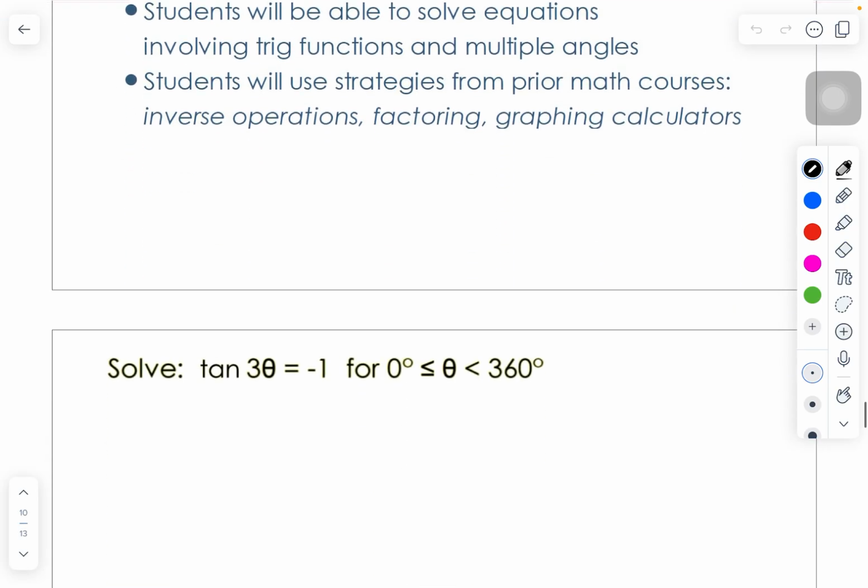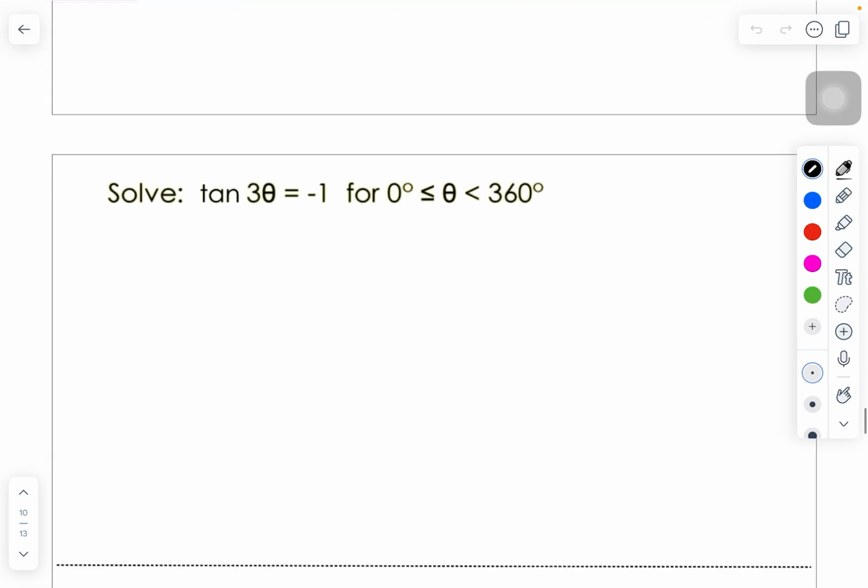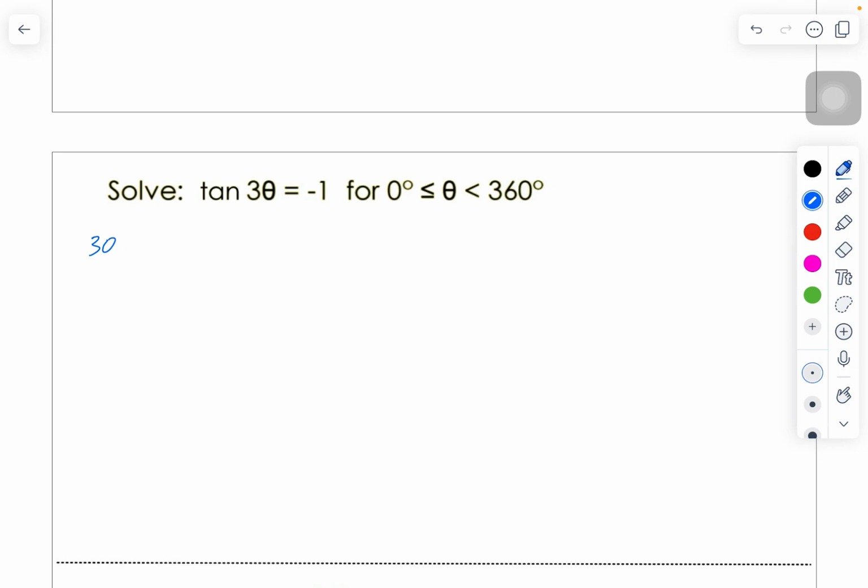Okay, so for example, here I've got the tangent of 3 theta is equal to -1. I am going to take the inverse tangent of both sides of this, just like I would have done in the past, to get 3 theta all by itself, and the inverse tangent of -1 would get me a reference angle of 45 degrees. Now, because it's tangent and it's negative, that is going to put me into a certain quadrant. That quadrant is going to be in the 135 area, right?